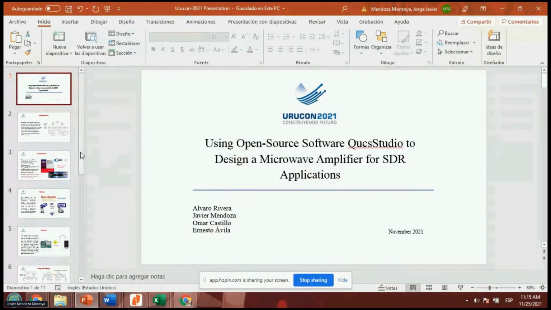We will present our paper using open source software QucsStudio to design a microwave amplifier for SDR applications. Javier Rivera and Javier Mendoza.